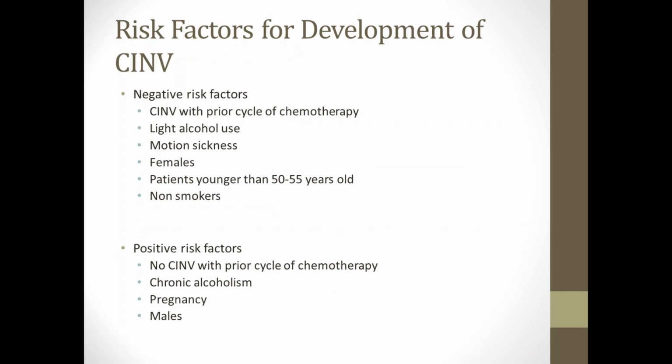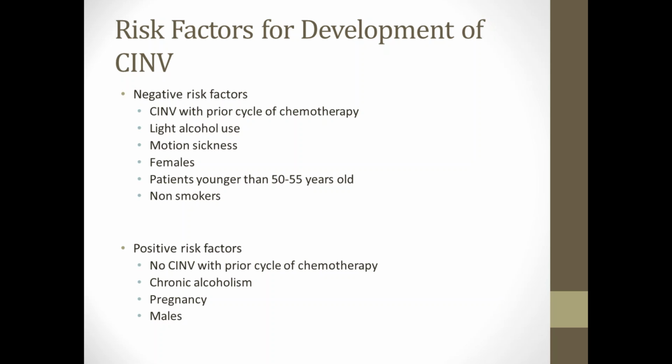The next thing I wanted to talk about were risk factors for the development of chemotherapy-induced nausea and vomiting. Now, there are 2 types of risk factors. You have negative risk factors, which if you have these, you may be more likely to develop nausea and vomiting, and you have positive risk factors, or really more so protective factors, where if you have these, you may be less likely to develop the nausea and vomiting with chemotherapy.